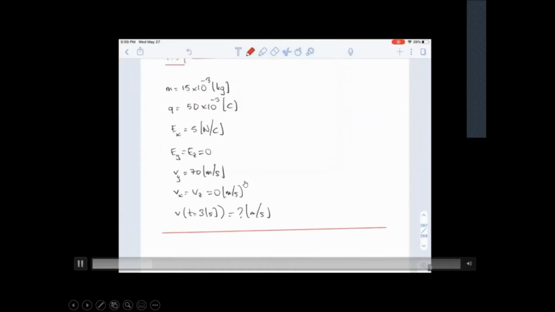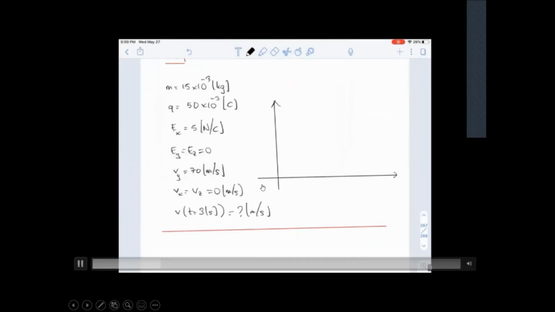I can give you a region where the electric field is pointing in one direction. In this case, the electric field is pointing along the x direction. Then we can introduce a charge into this region, and the charge is moving in the vertical direction. And then I can ask you the speed of the charge, like 3 seconds later, 5 seconds later, or whatnot.